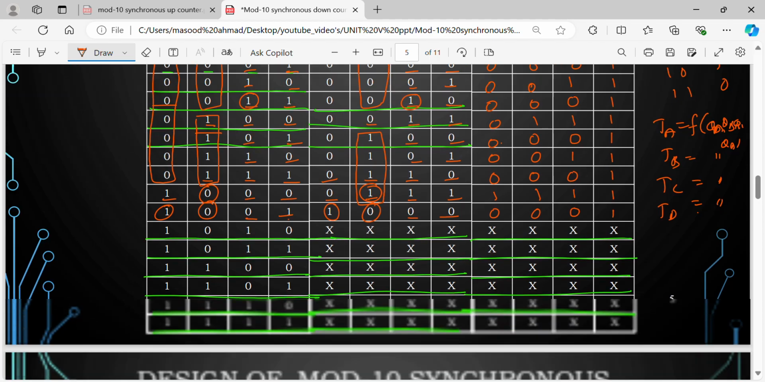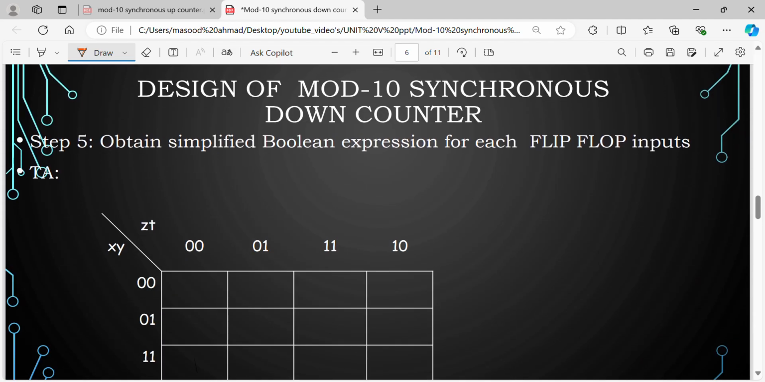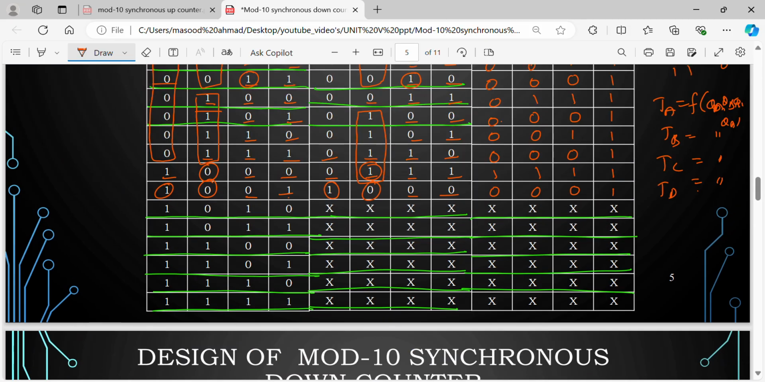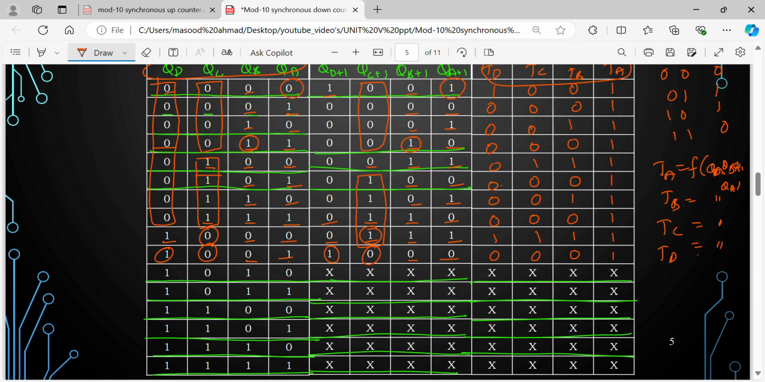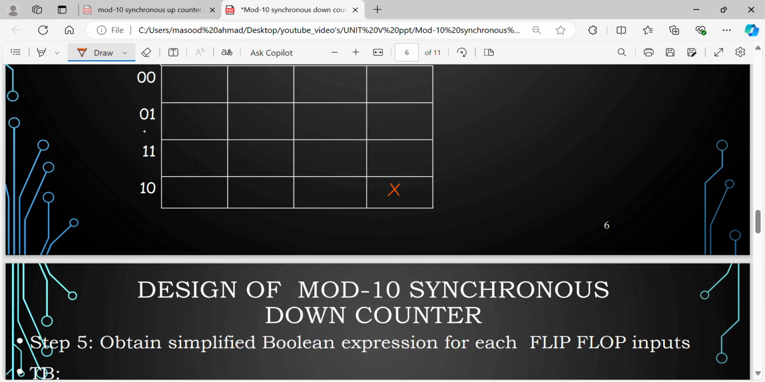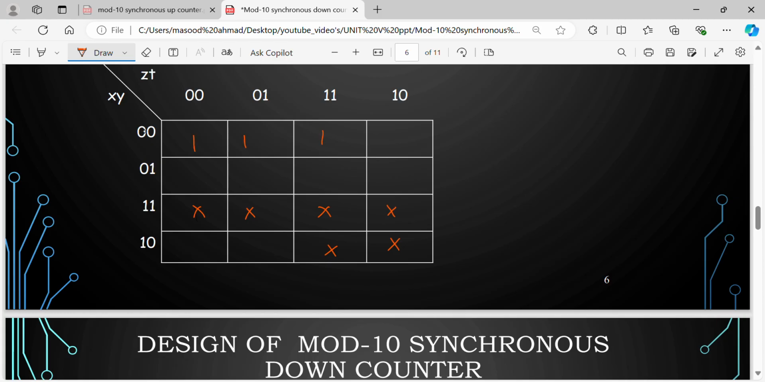So what exactly I try to do is I will enter the values. This is the table for TA. What are the values of TA from the table? It is always 1 and don't cares. Don't cares are there for 10, 11, 12, 13, 14 and 15. Rest all are ones from the table. So when all are ones, I can combine like this. Then the expression for TA is 1.